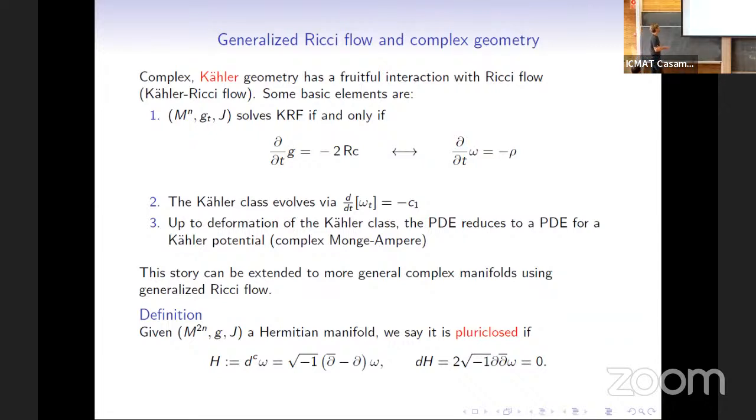So we have this basic definition. We have a Hermitian manifold, so J is integrable, g is compatible with J. We call it pluriclosed if, where omega is the Kähler form, we define H to be d^c omega like this, and then we just ask that H is closed. Okay. So I think this definition is quite familiar to most of us.